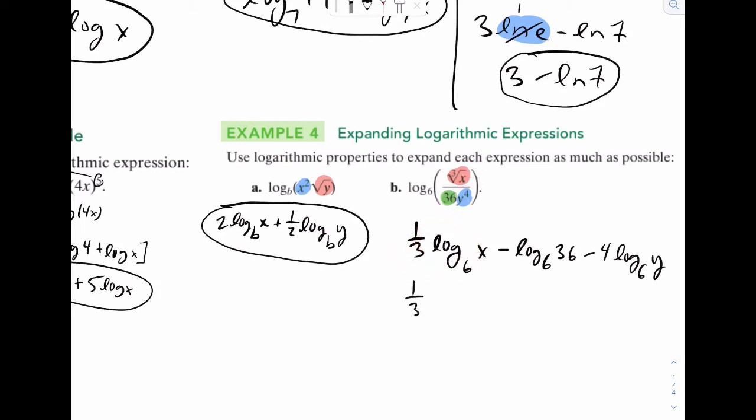Now we keep going. 1/3 log base 6 x. 6 to the 2 is 36, so put minus 2. And there's our final answer.